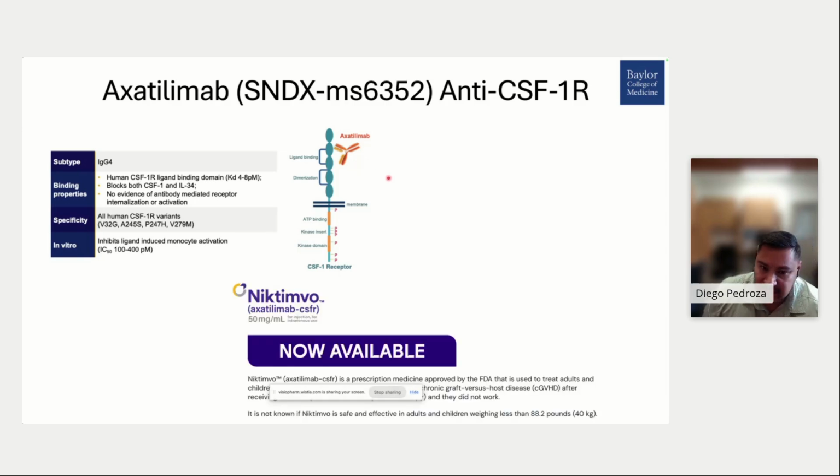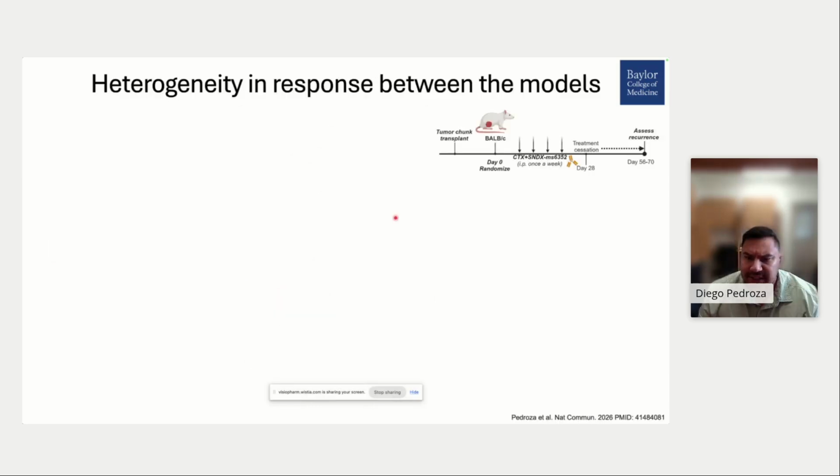And this is called Niktimvo. I don't know in the UK or in Europe, but here I'm sure they've shown commercials for it, and we have not profited from anything out of this. So I don't know who is going to profit from this, but not us. But Niktimvo, or axatilimab, is currently approved for chronic graft versus host disease. So we were able to actually use it and repurpose it pretty quickly, which is pretty great for us. So we took this. Initially, we put this into our mouse model. We use it in a biopsy background.